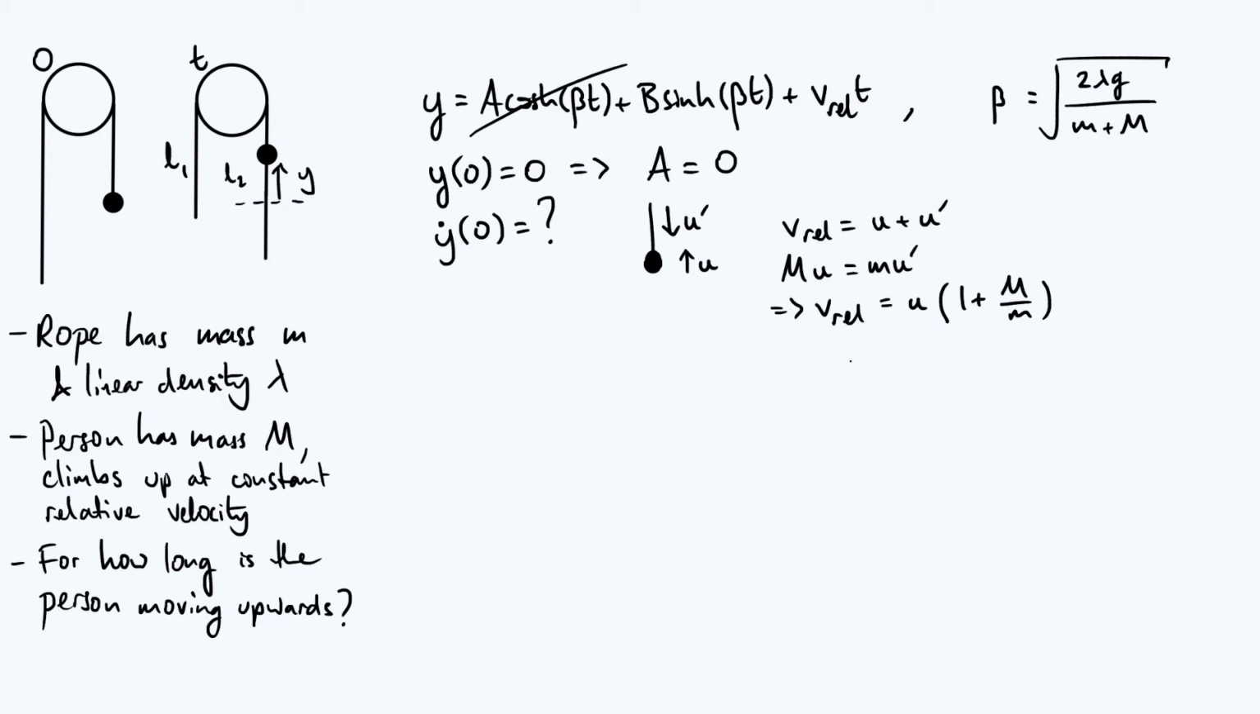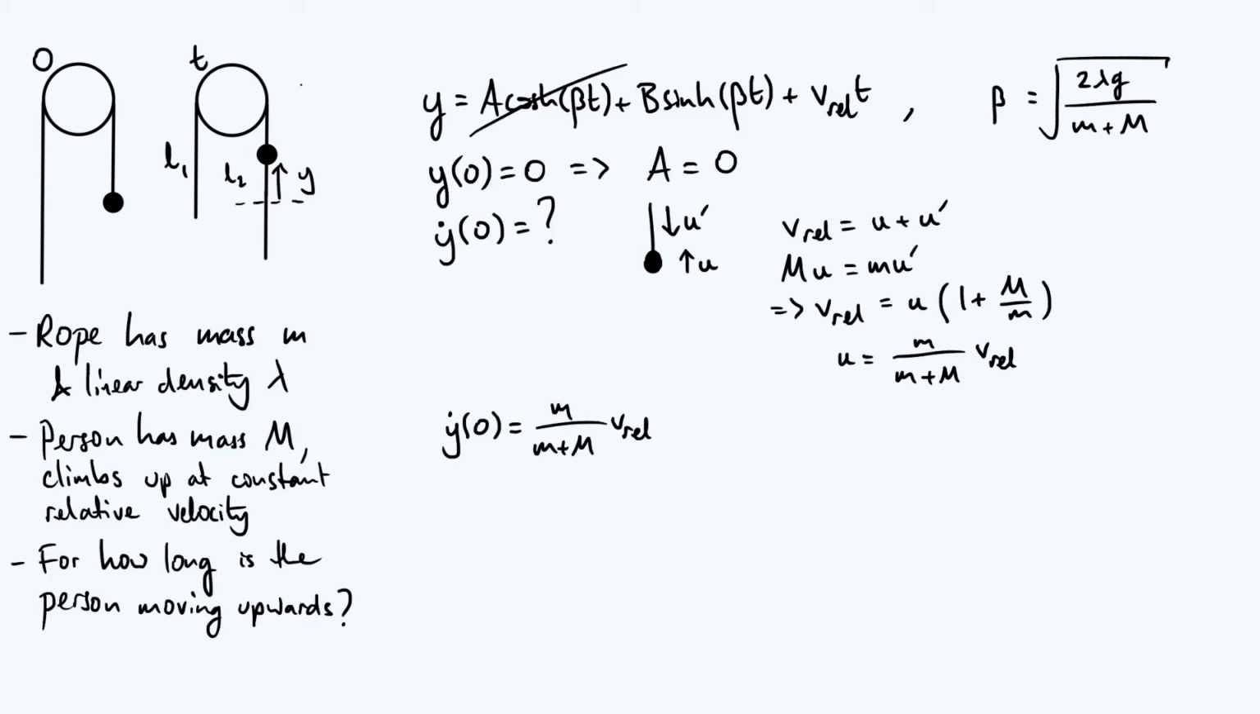If we rearrange that and do a little bit of algebra, we'll find that u is equal to small m over the sum of the masses times this relative velocity parameter, right? So what that means is we now have this initial condition, which is that y dot of 0 is small m over m plus M times v_rel.